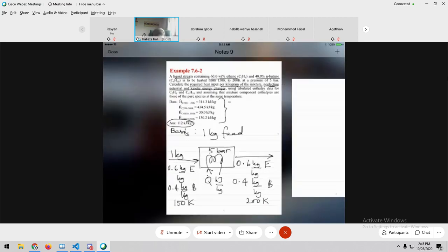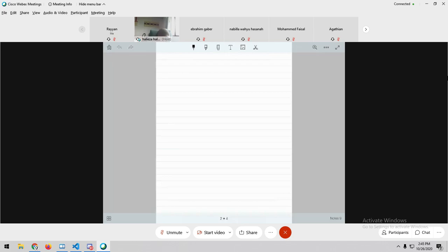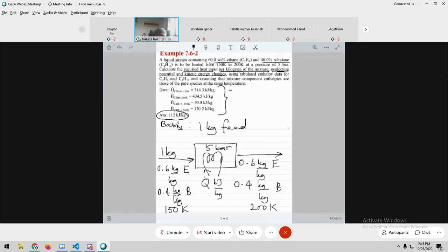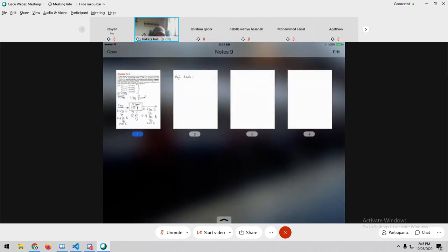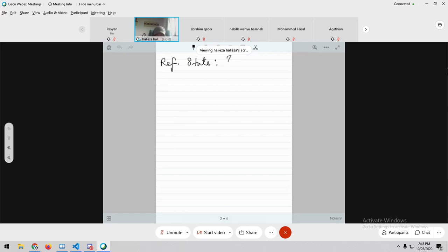Heat input per kilogram of the mixture. We're going to have a reference state. The problem is, I don't know what the reference state is, because this data is from a different textbook. If I'm not mistaken, the author specified that it is from Perry's Chemical Engineers' Handbook, and the author did not specify the reference state. So we cannot write the reference state. That's the problem. It's not specified in the example.